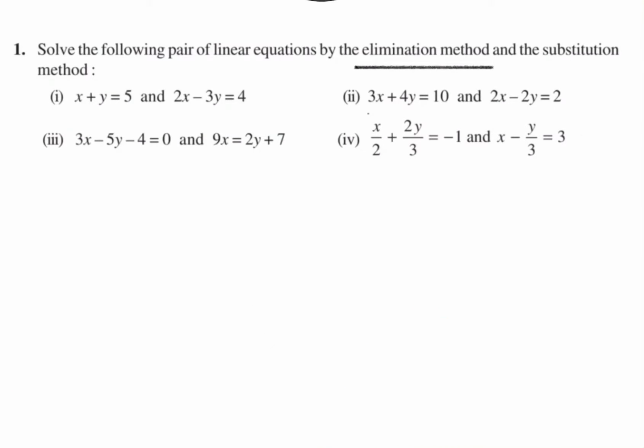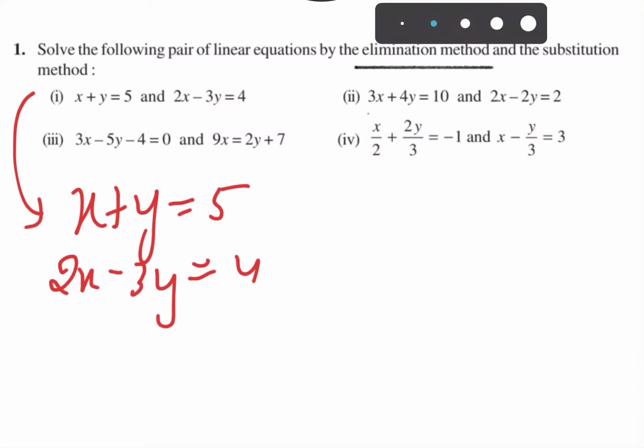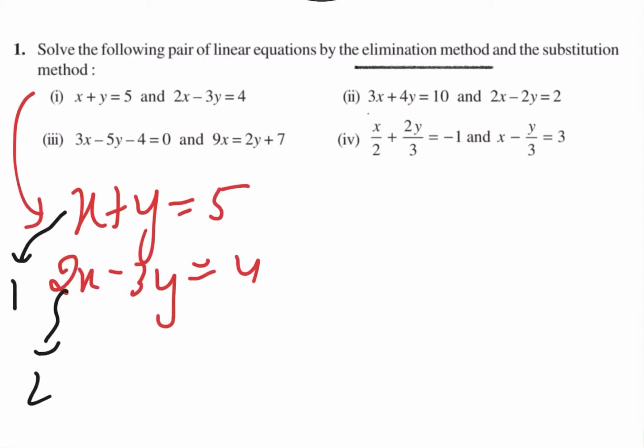I have these two equations, x plus y is equal to 5 and 2x minus 3y is equal to 4. This is the first part I am taking up. Now I can see very well here the coefficient of x. Let me do it for x. I can do it for x or y, any one of them. The coefficient of x in this equation is 1 and in this equation is 2. So I know that I have to make these coefficients equal.